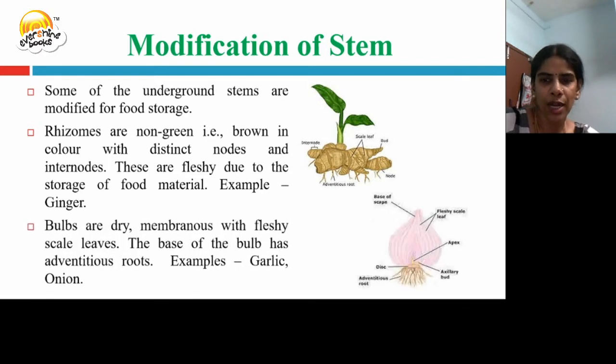Bulbs are dry, membranous with fleshy scale leaves. The base of the bulb has adventitious roots. Example, garlic and onion. You can see an onion, you can see layers. These are called fleshy scale leaves, which are formed from the base of the disc.